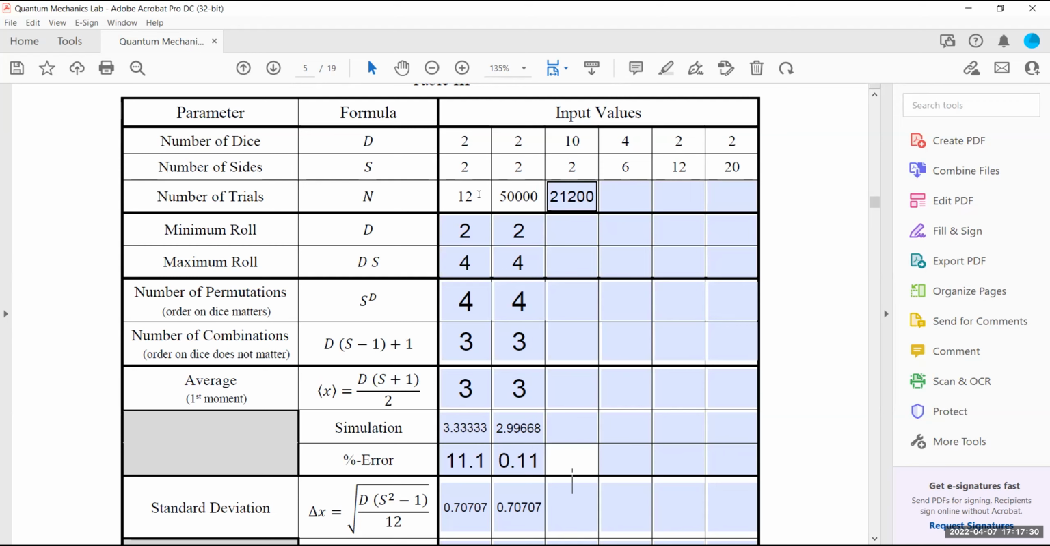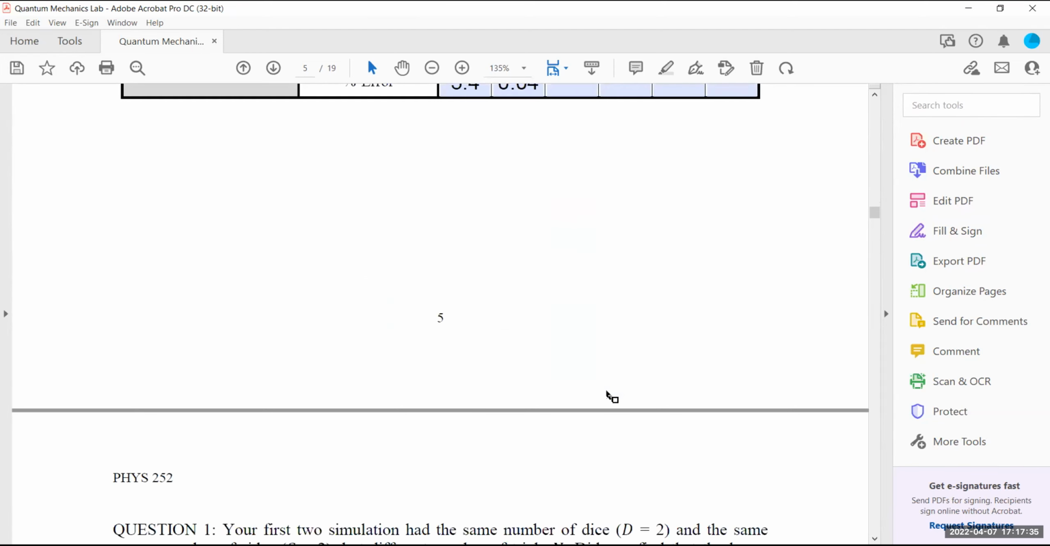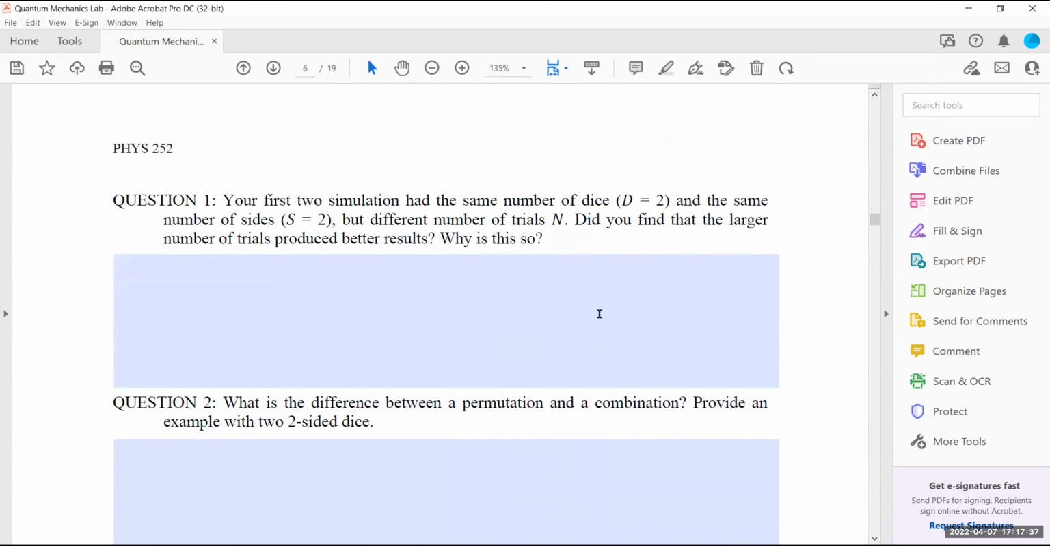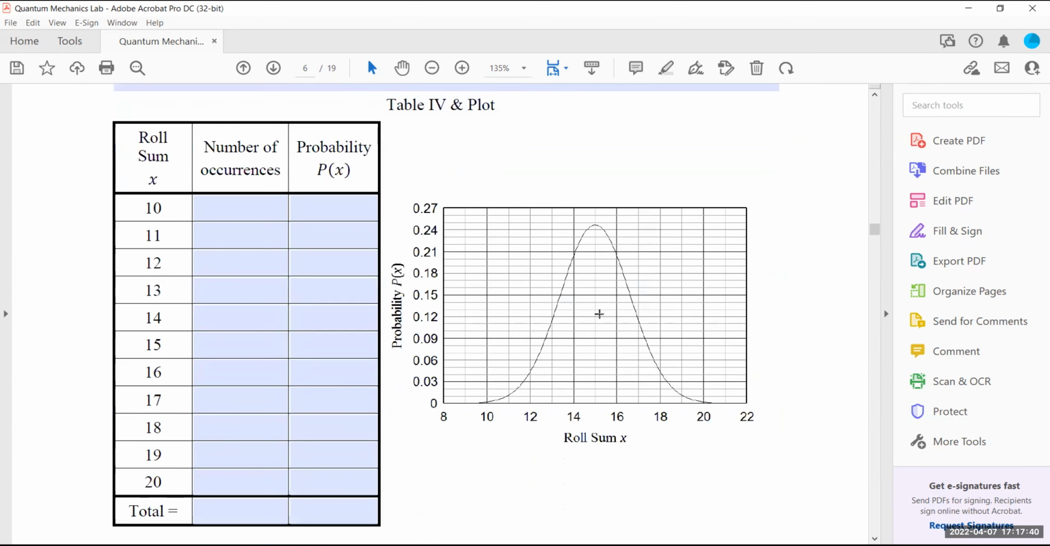Make sense? Yep, sounds good. But this whole thing is straightforward. I hope that you guys have no difficulty with it, okay? And answer these questions in here as related.